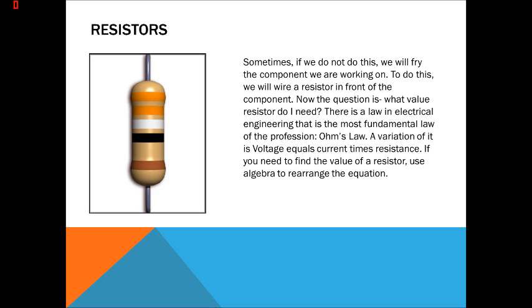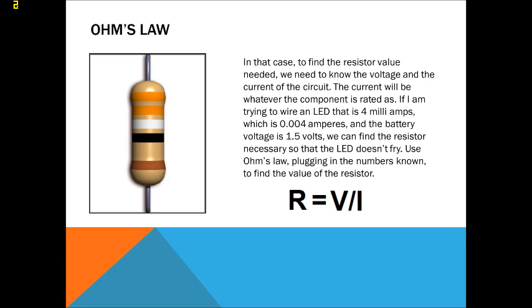There is a law in electrical engineering that is the most fundamental law of the profession, Ohm's Law. A variation of it is voltage equals current times resistance. If you need to find the value of a resistor, use algebra to rearrange the equation. In that case, to find the resistor value needed, we need to know the voltage and the current of the circuit. The current will be whatever the component is rated as.